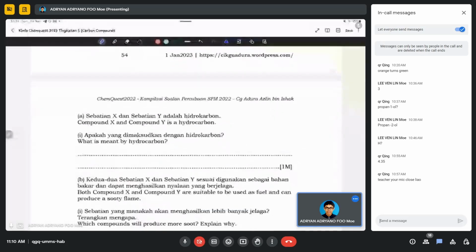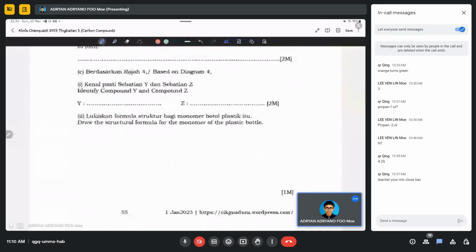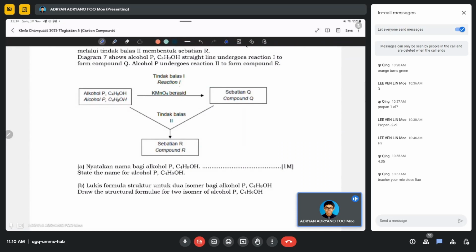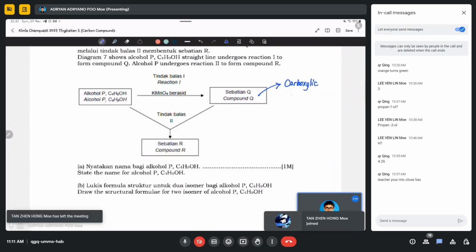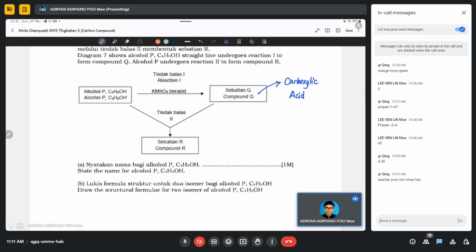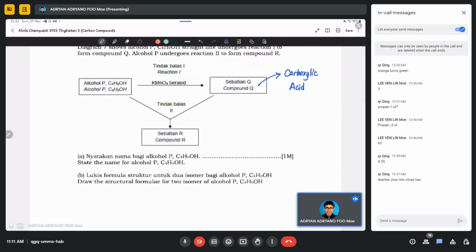This one is also very simple, you can try. Alcohol P undergoes reaction 1 to form compound Q. Alcohol P undergoes reaction 2 to form compound R. Let's look at this. You see alcohol with potassium manganate, don't overthink, compound Q must be a carboxylic acid. Compound R I don't know yet, so I leave it.